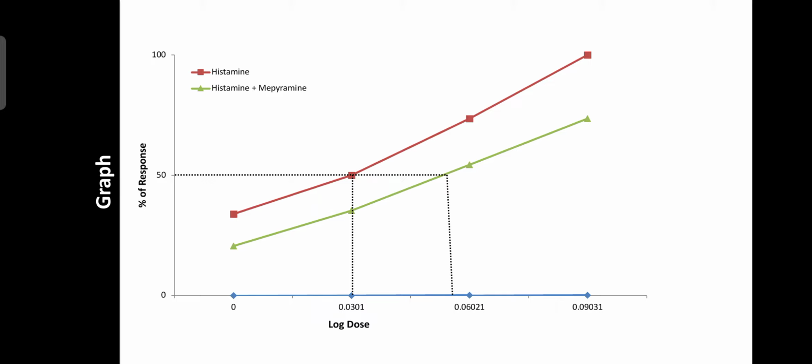So plot the graph of log dose versus percentage of response, and calculate the 50% response. For histamine alone, the 50% response is shown at a dose of 0.031, but for the 50% response of histamine in the presence of mepyramine, higher doses are required. That is clearly indicated in the graph, because mepyramine is an antagonist of histamine at the H1 receptor.